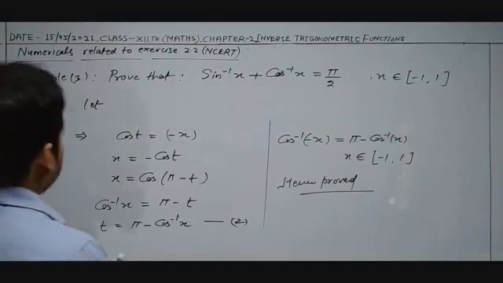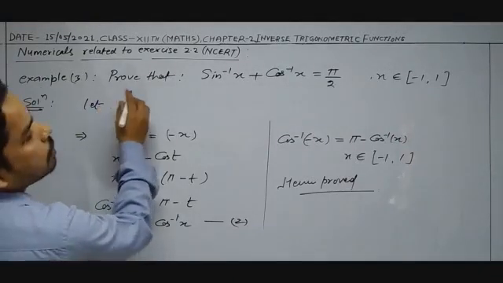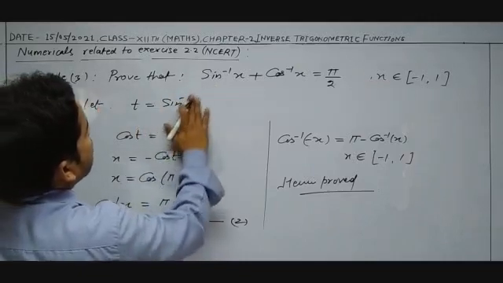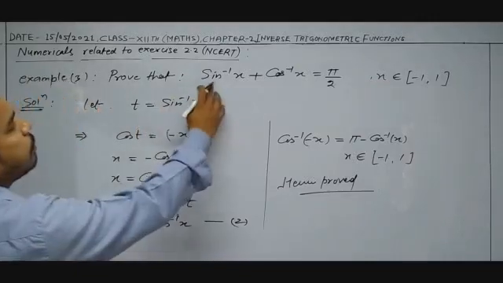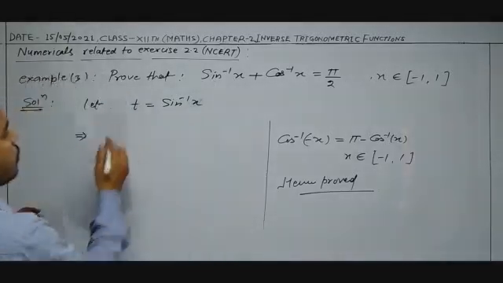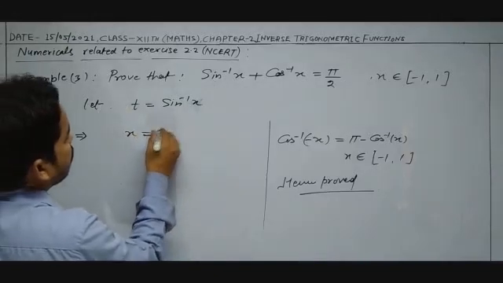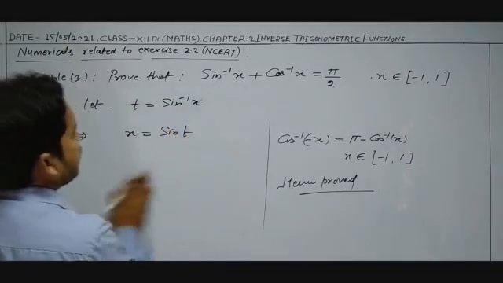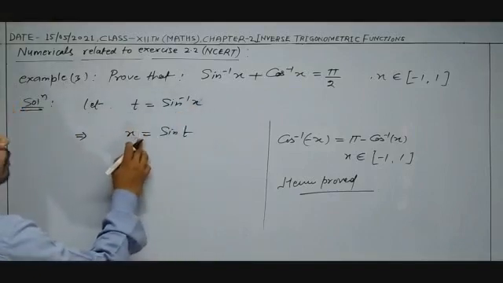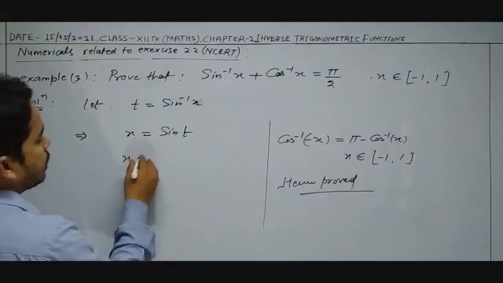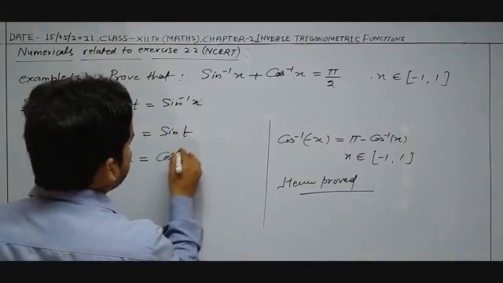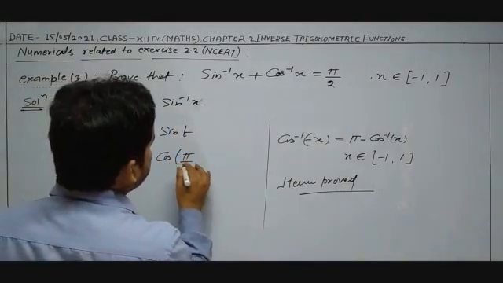So let t is equal to sin inverse x. Then x will be equal to sin t. Operate sin on both the sides, you will get x is equal to sin t. So x is equal to sin t, in terms of cos, can be written as cos of 90, it means pi by 2 minus t.